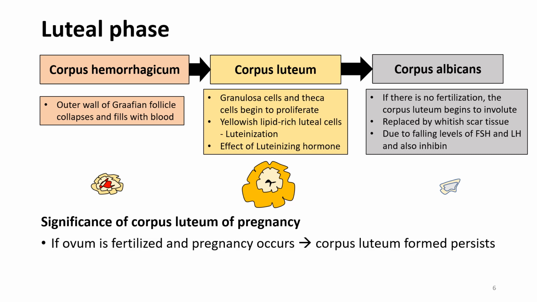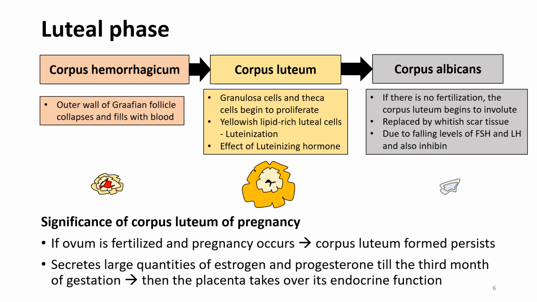Now about the significance of the corpus luteum of pregnancy. If there is fertilization and occurrence of pregnancy, then the corpus luteum that is formed persists and it secretes large amounts of estrogen and progesterone until the 3rd month of gestation. After this, the placenta takes over its endocrine function.